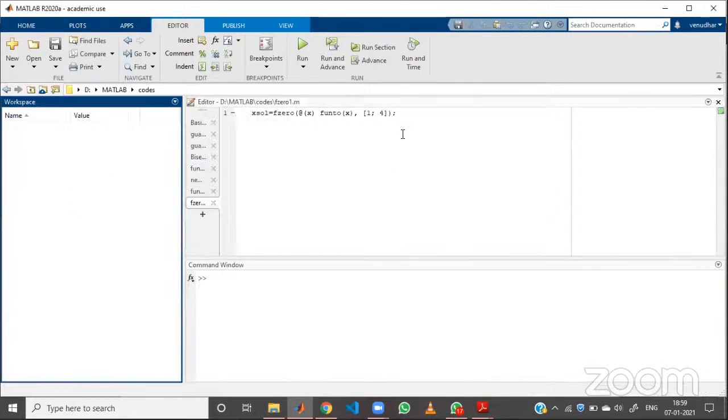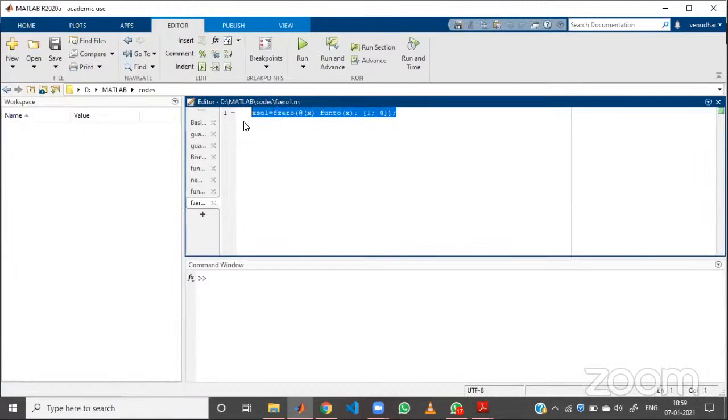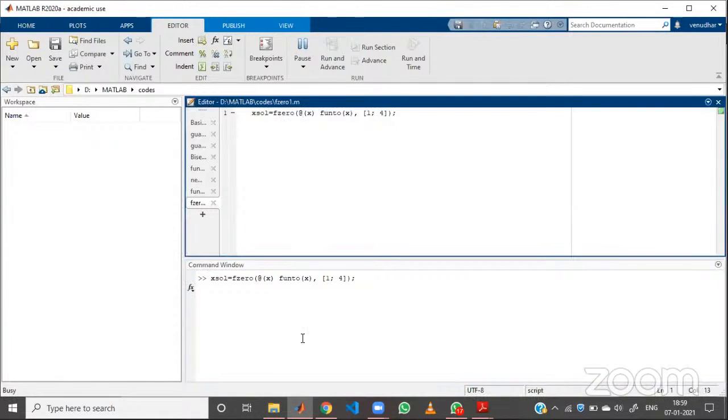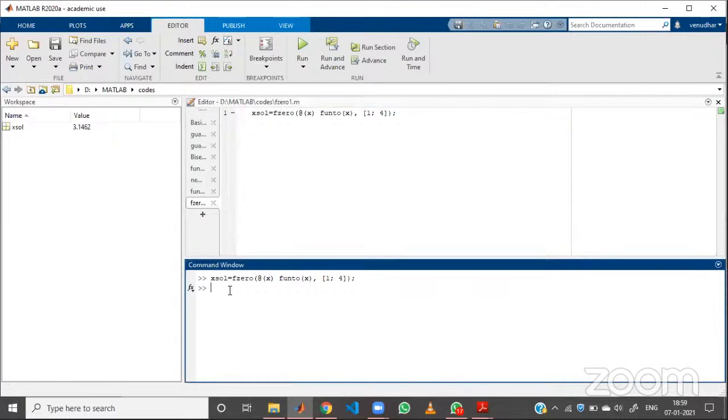Okay, clear workspace. So let's just run this code. Control C, Control V. It is solving. Please take care of the signs. It should be according to the syntax. The at-the-rate sign should be there, and the small bracket should have x.